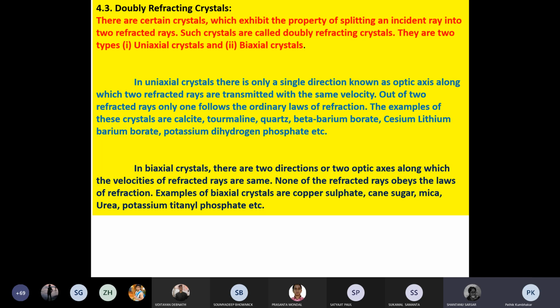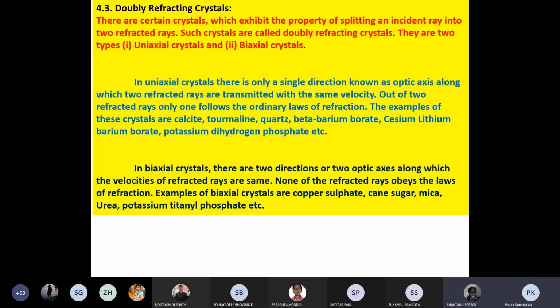So there are certain crystalline materials in which there is one such axis, the optic axis, and they are called uniaxial. But there is another category of material where two such directions exist. So they are called biaxial. Okay, so there are two types of anisotropic material, one called uniaxial, the other biaxial.